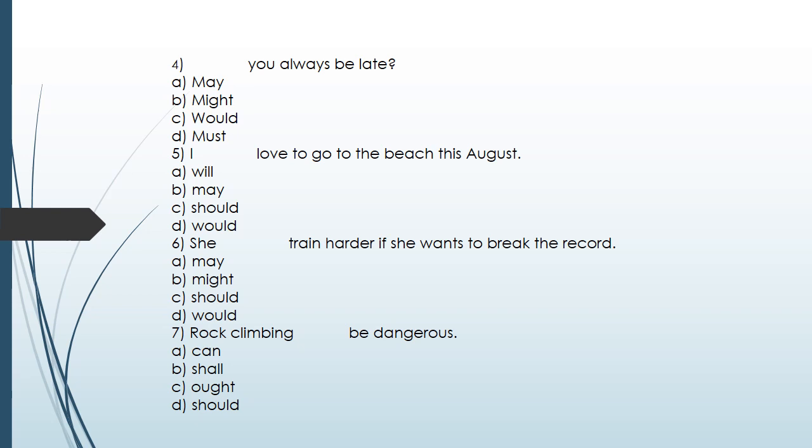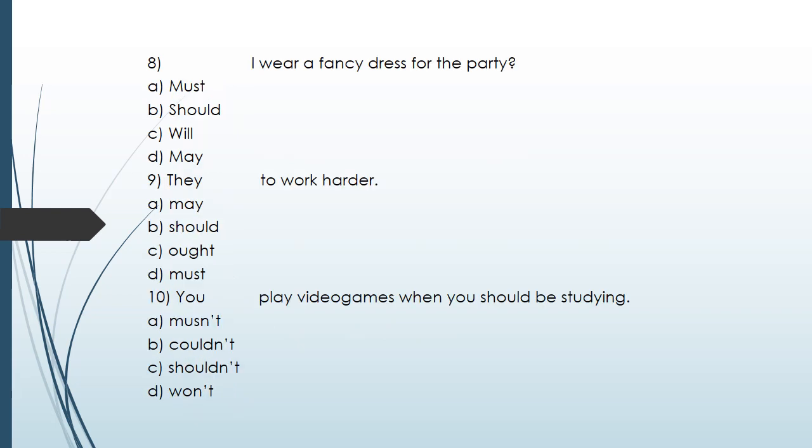And 6, she should train harder if she wants to break the record. And 7, rock climbing can be dangerous, okay. And 8, should I wear the pants dress for the party, okay. 9, they ought to work hard, okay. They ought to work hard. Están utilizando algo informal, okay. And 10, you should not play video games when you should be studying, okay.